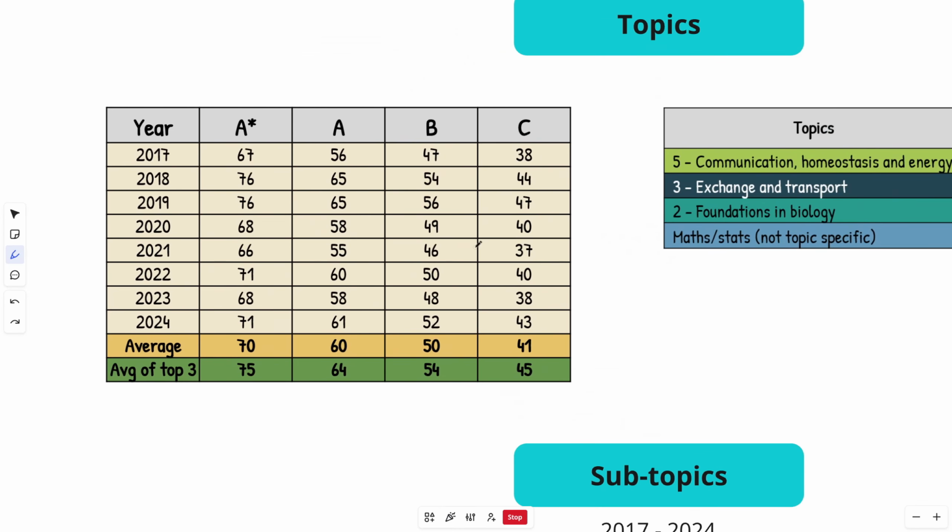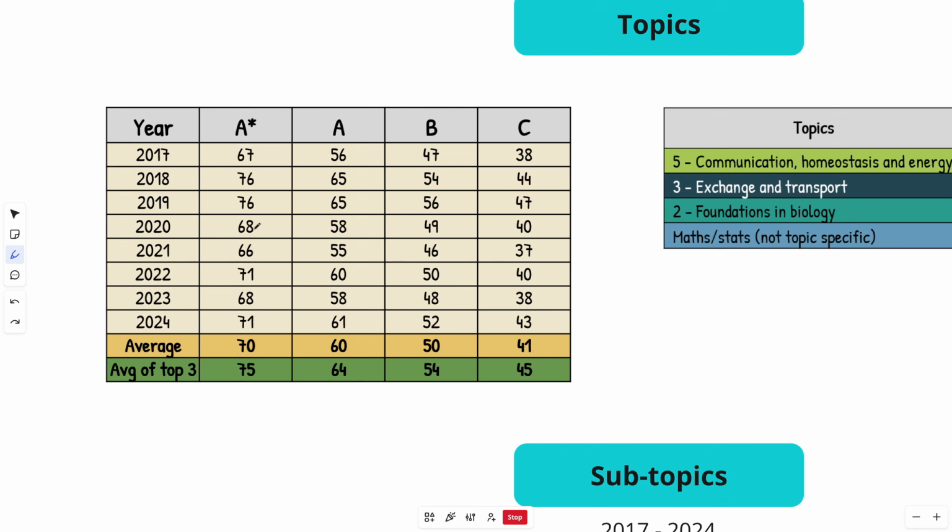Right, let's actually get into the analysis. So these are the grade boundaries. This is raw marks, not percentage. As we can see here, you need around a 70 on average to get an A star, around 60 to get an A, and then 50 to get a B. So you're pretty much hitting those grade boundaries on the 50, 60, 70 for B to A star respectively.